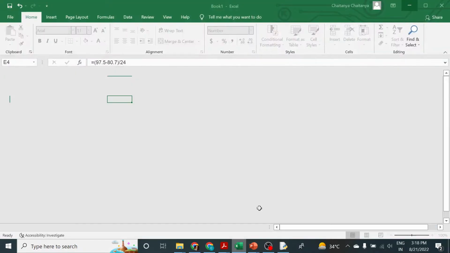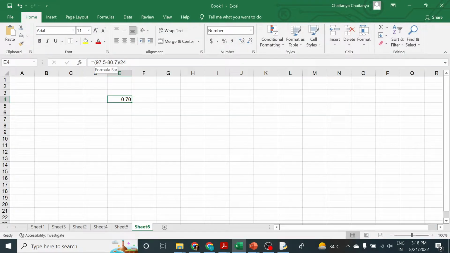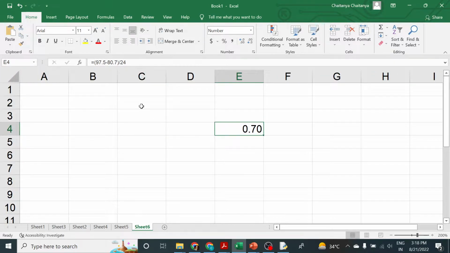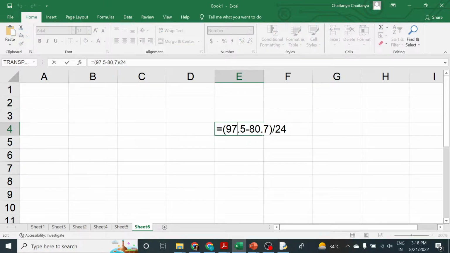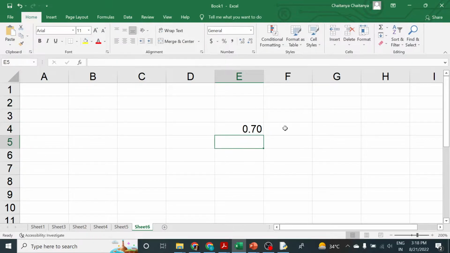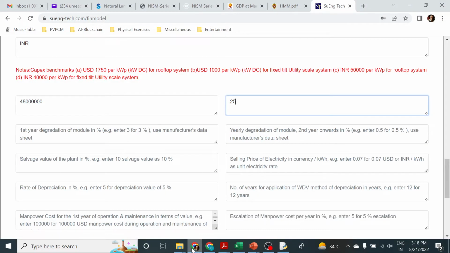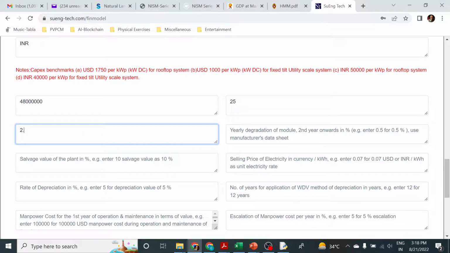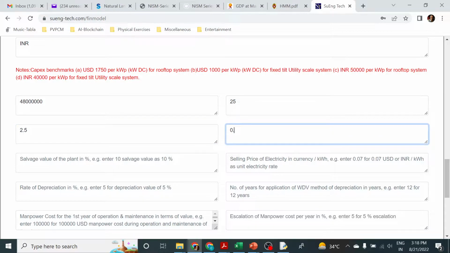So we can calculate 97.5 minus 80.7 divided by 25 minus 1, 24. So this we get 0.70. So I go here and I put 2.5 and 0.7.